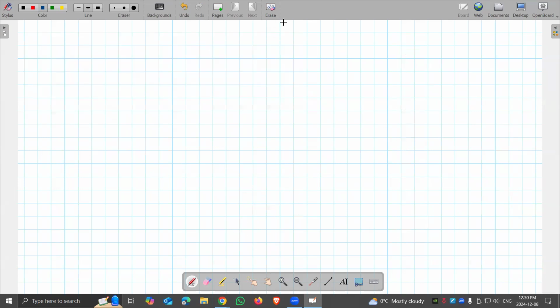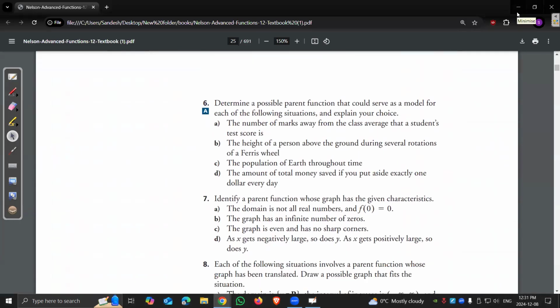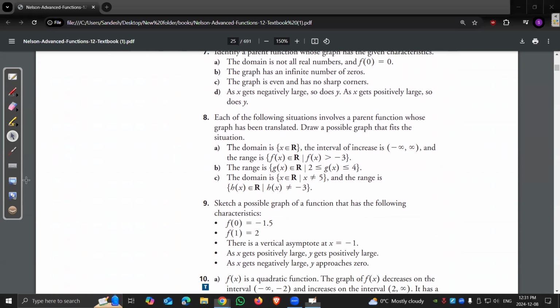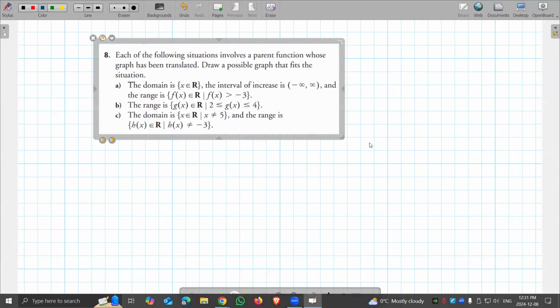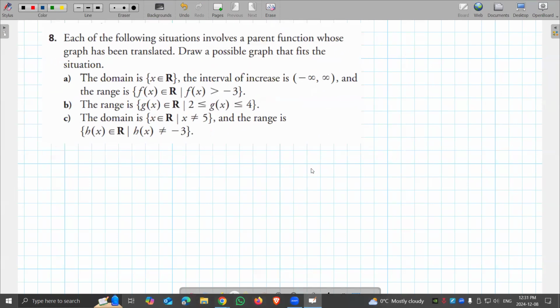Okay, let's move away from this. Here's a question, and this is an exam question. It's tricky. Okay, so we're supposed to draw a graph using these conditions, and they're independent. So A is independent from B, and it's independent from C.